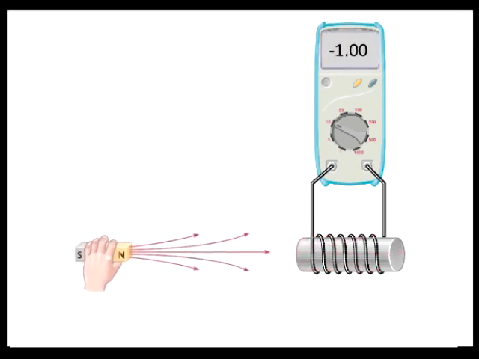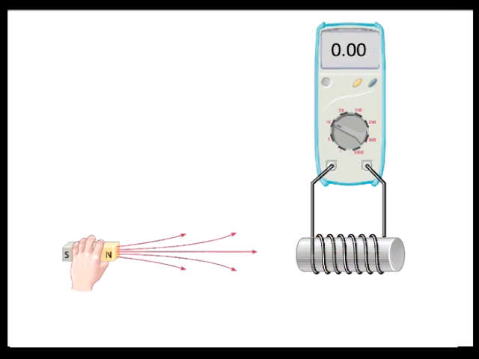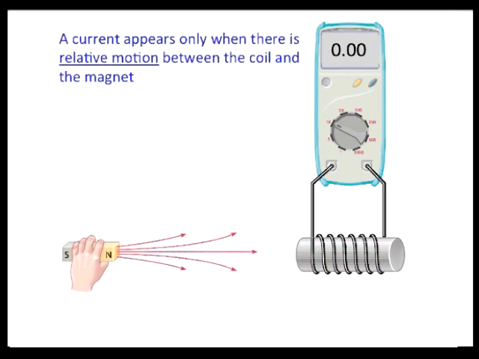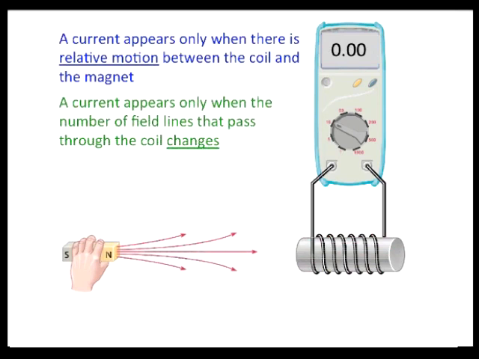A current would also be created if the magnet were held stationary and the coil were moved, because the magnetic field at the coil would be changing as the coil approached or receded from the magnet. Only relative motion between the magnet and the coil is needed to generate a current. It does not matter which one moves.